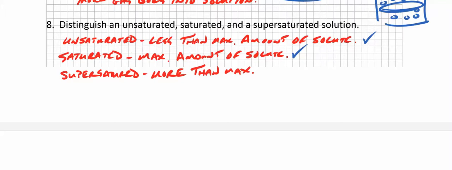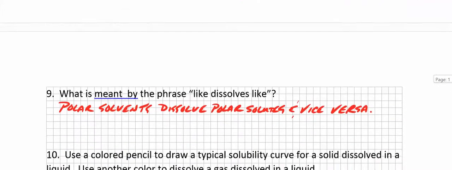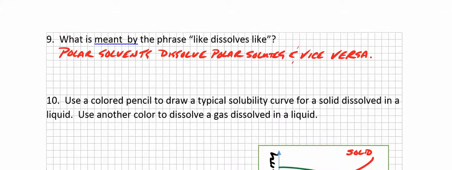And a supersaturated solution has more than the maximum amount. You can get that type of solution by heating it up to an elevated temperature, putting a lot of solute into the solvent, and then cooling it down slowly without touching it, and you will get a supersaturated solution.